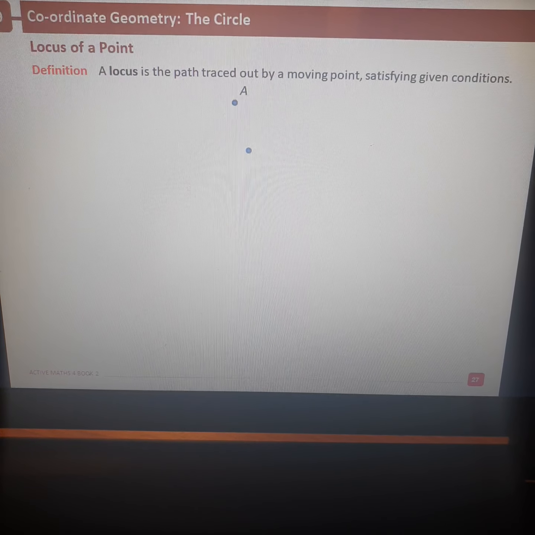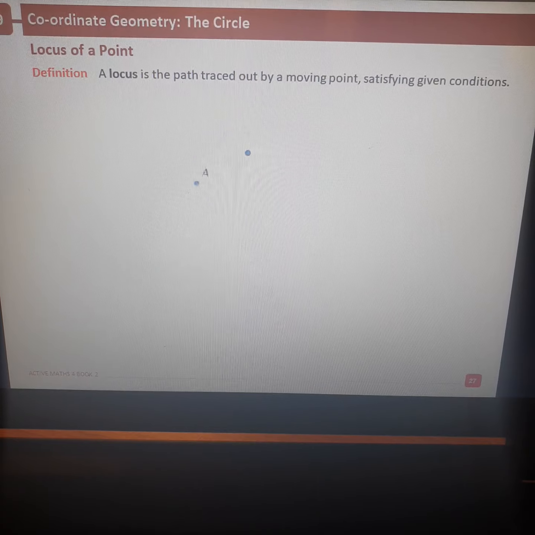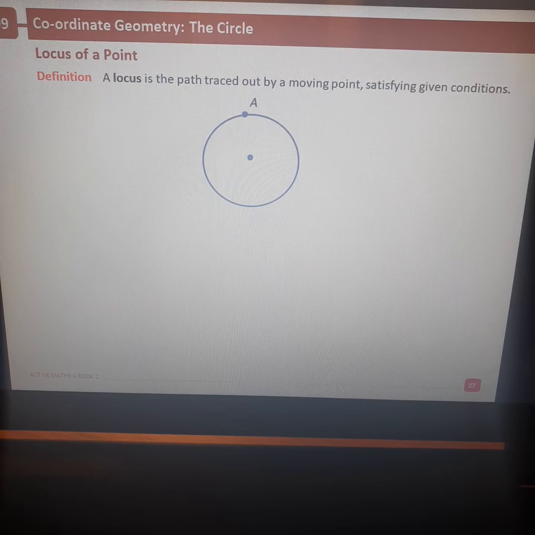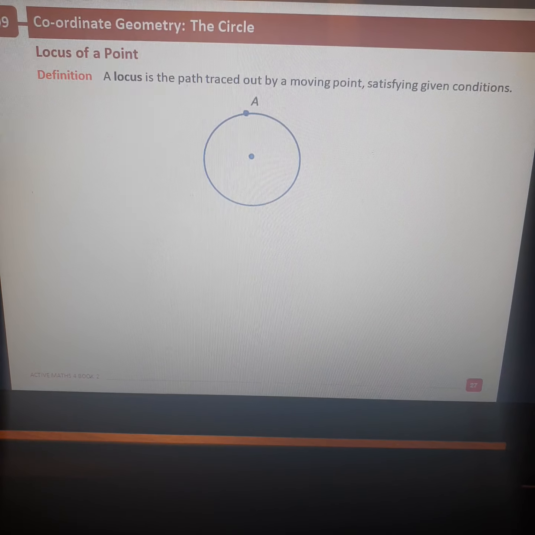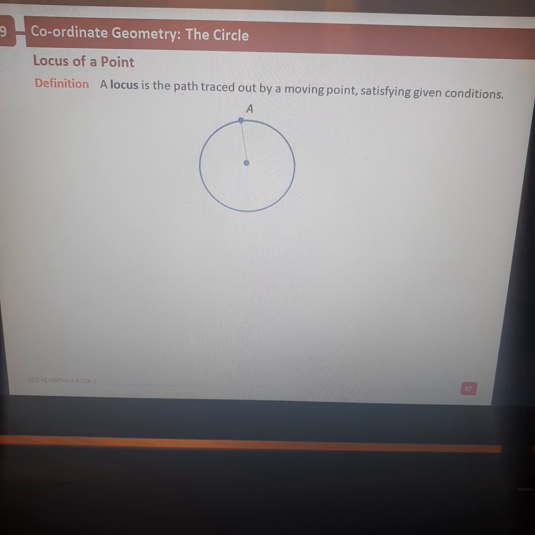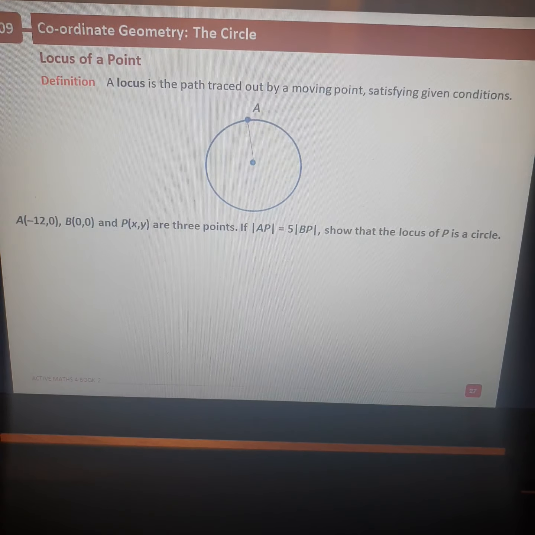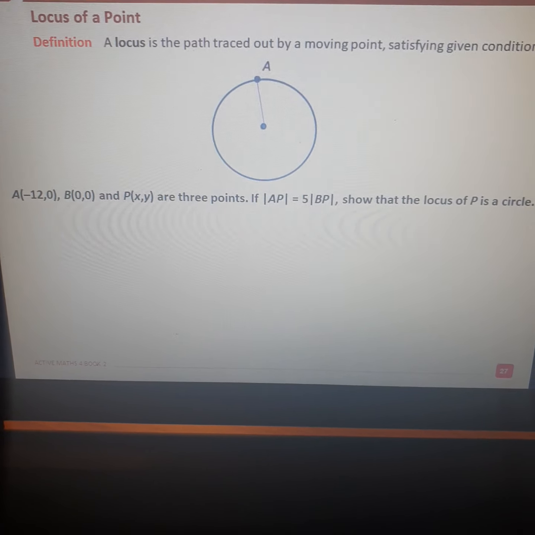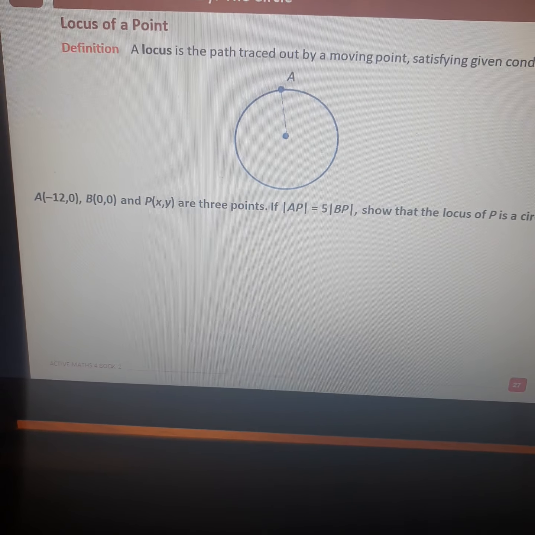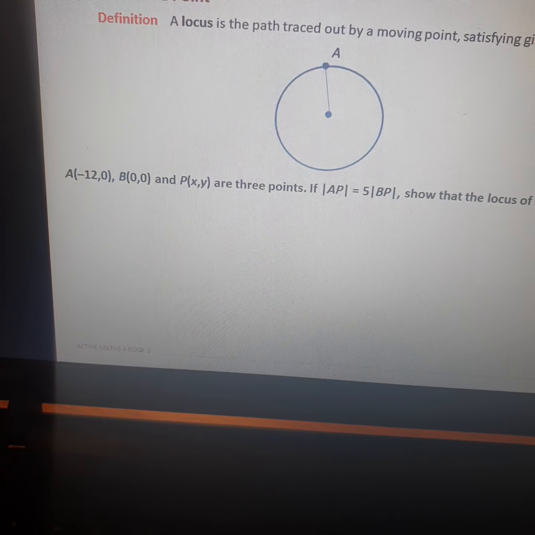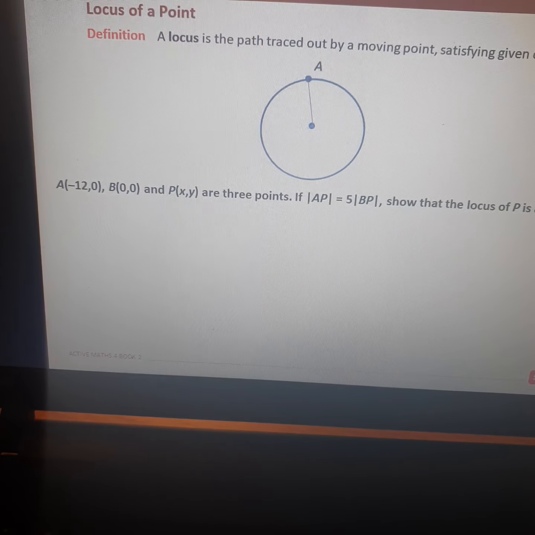We have point A, and the locus is the path traced out by a moving point. So it creates, I suppose, the shape of a circle, and we have the radius then going from the centre of the circle to that point. So basically, the distance from the centre to that point would be equal to the radius, in a sense.